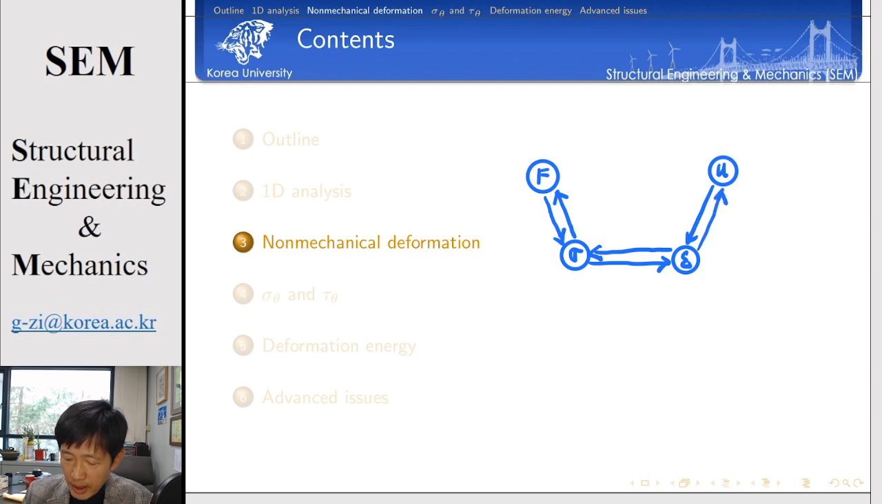And then we say that this path is called compatibility. And this is called material law. And then this part is called equilibrium.